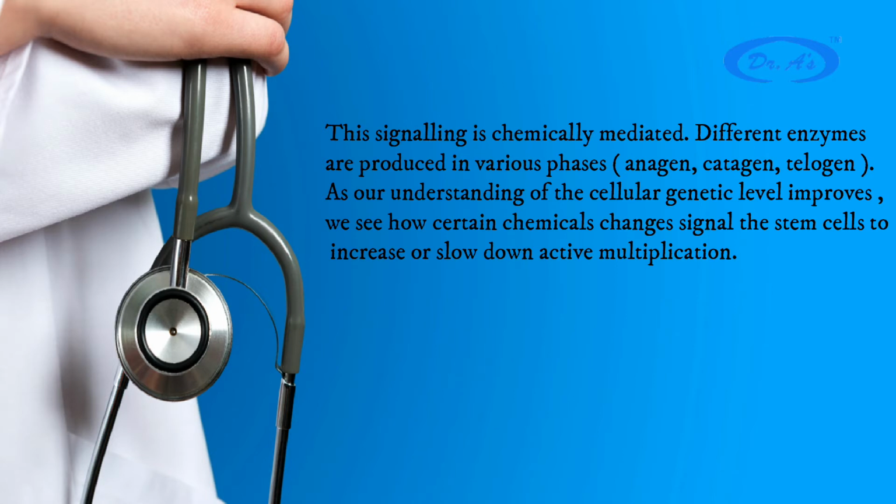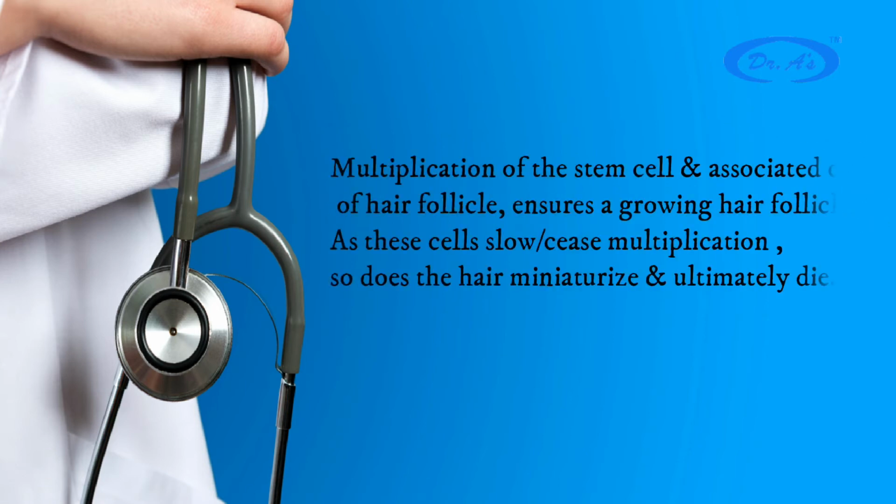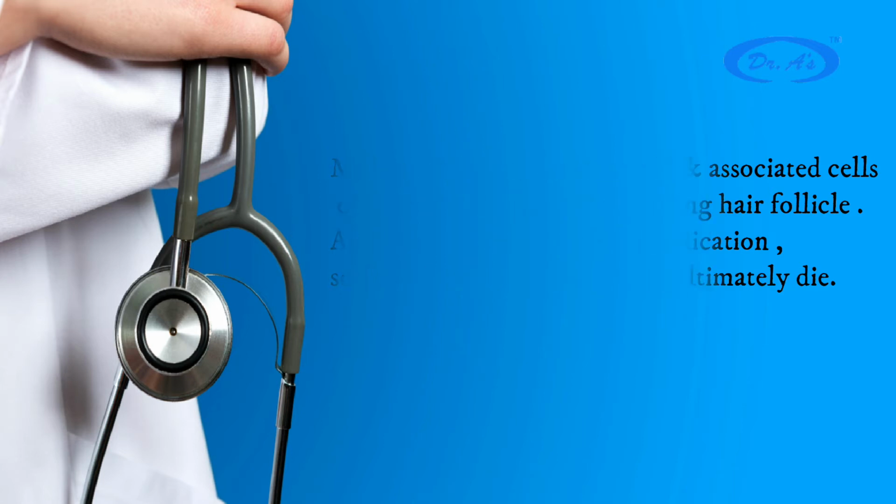As our understanding of the cellular genetic level improves, we see how certain chemical changes or signals can act on the stem cells to increase or slow down their active multiplication. Multiplication of the stem cell and associated cells in the hair follicle ensures a healthy growing hair follicle. As these stem cells slow down or cease multiplication, we observe the hair miniaturizing and ultimately dying off.